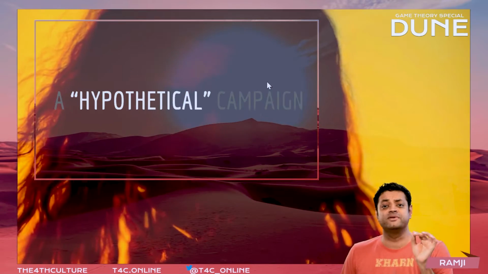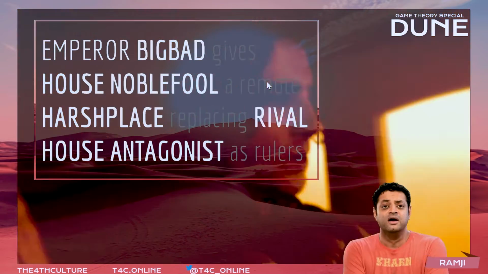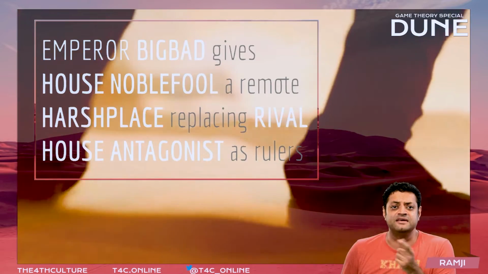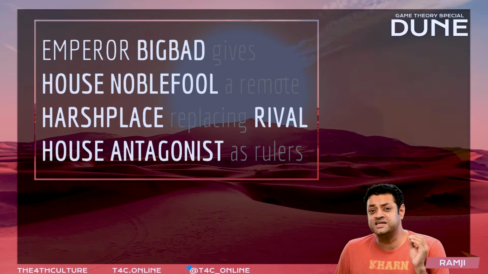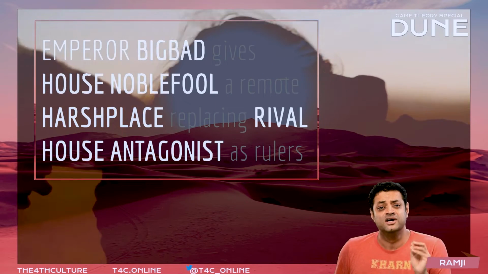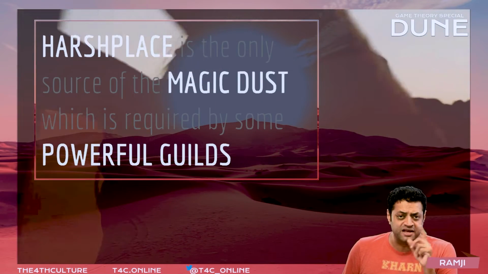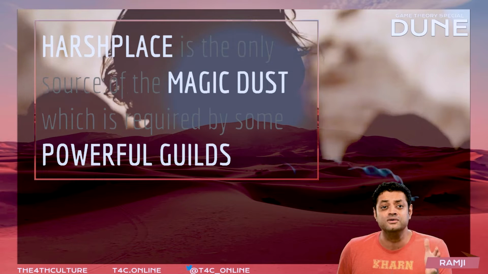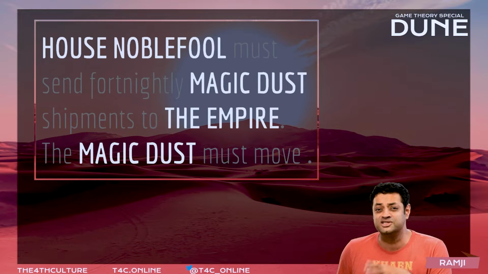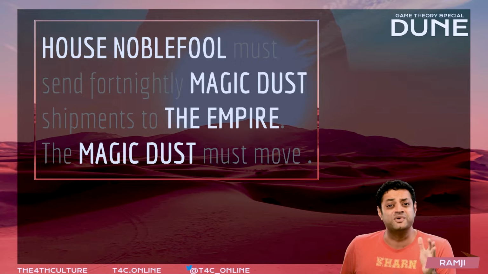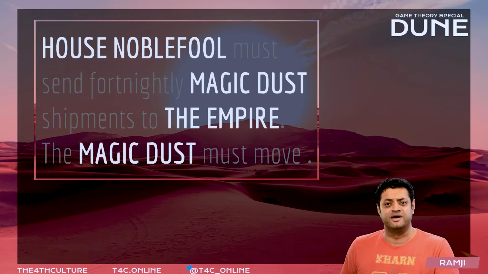Let's talk about a hypothetical homebrew campaign. Emperor BIGBAD gives House Noble a remote HARSHPLACE, replacing their rival House Antagonist as rulers of this HARSHPLACE. Now, HARSHPLACE is the only source of the magic dust which is required by some powerful guilds to do some important stuff. House Noble must send fortnightly magic dust shipments back to the Empire. The magic dust must move is a phrase that they often use in the Empire.